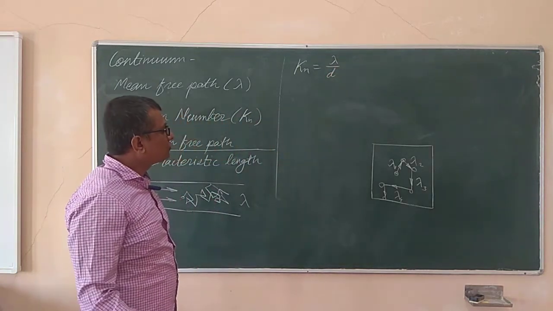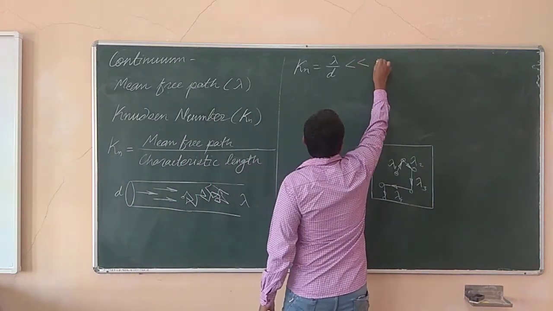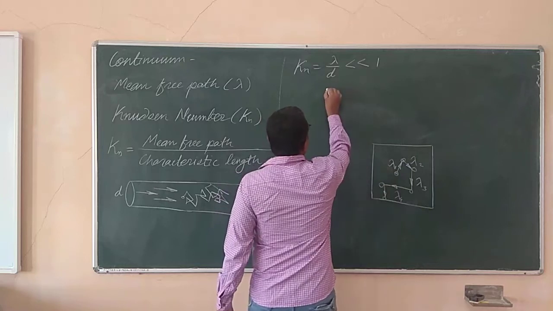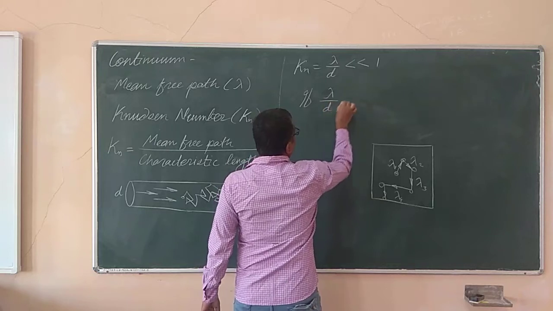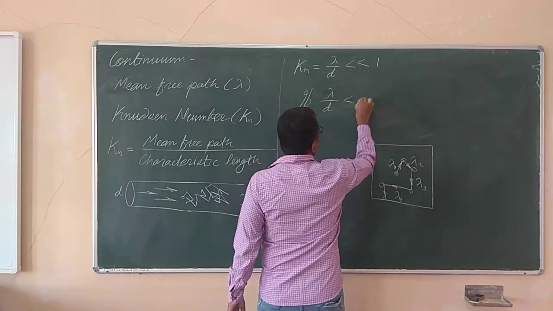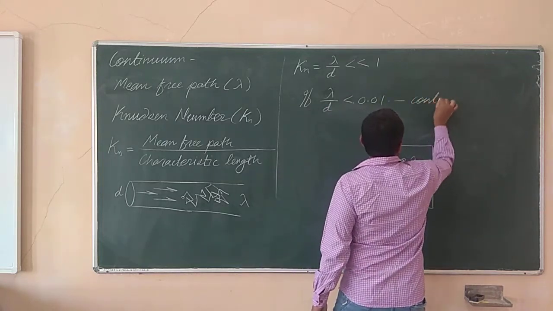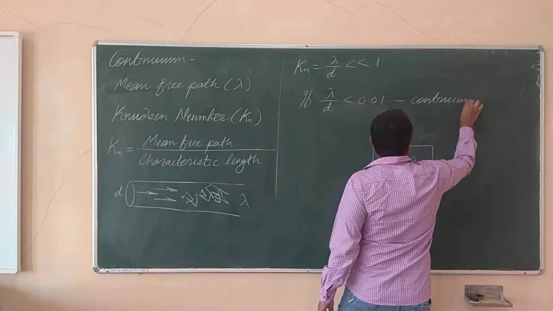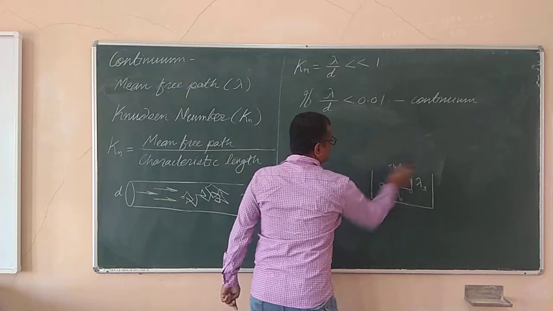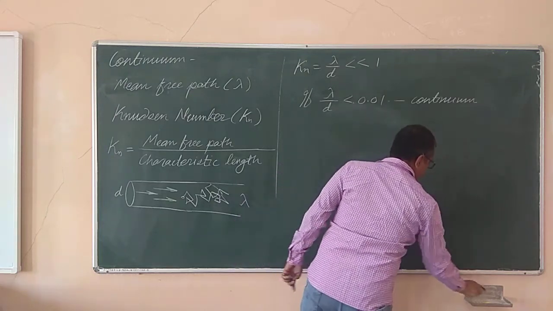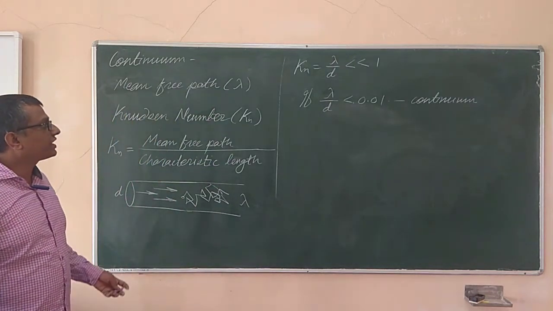Now, for a fluid to be considered as a continuum, we must have this value to be very, very much less than 1. To be specific, if lambda by d is less than 0.01, I will say that is the continuum. That fluid flow can be considered as a continuum. But in case the Knudsen number is greater than that, then we cannot treat that fluid as a continuum. Let's see when it can happen.